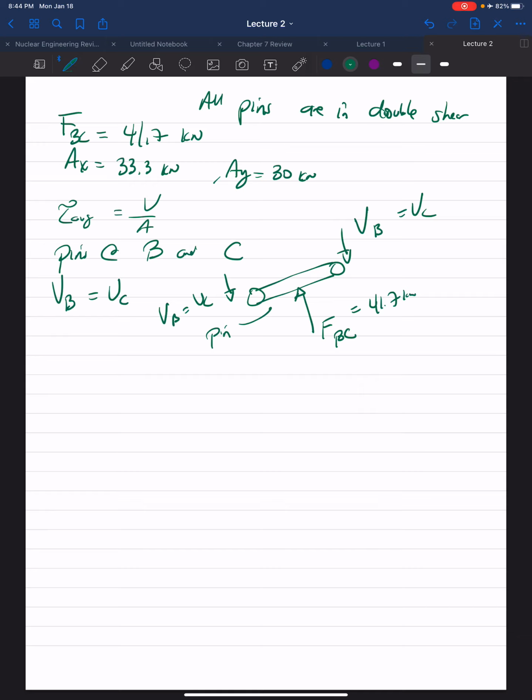Double shear. Therefore, VB, we said, equals VC, which is your FBC over 2. For equilibrium, double shear is equal to the force in FBC over 2. 2V equals FBC. So this is 41.7 kilonewtons over 2.